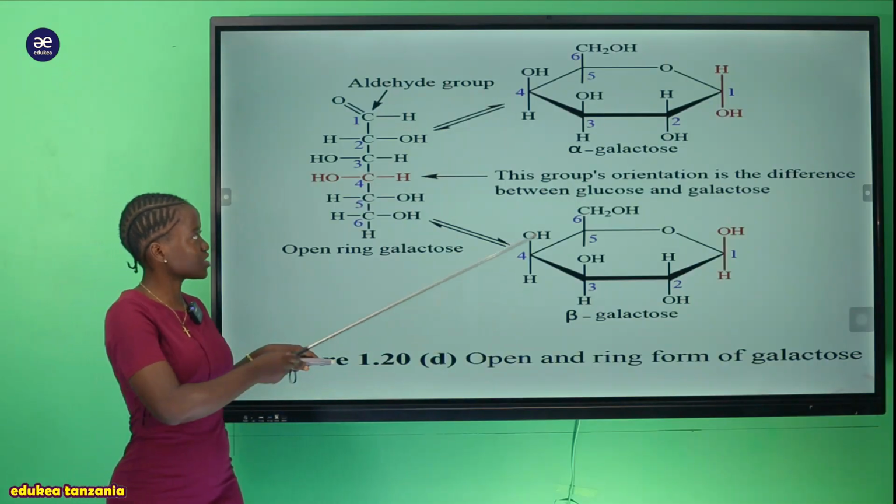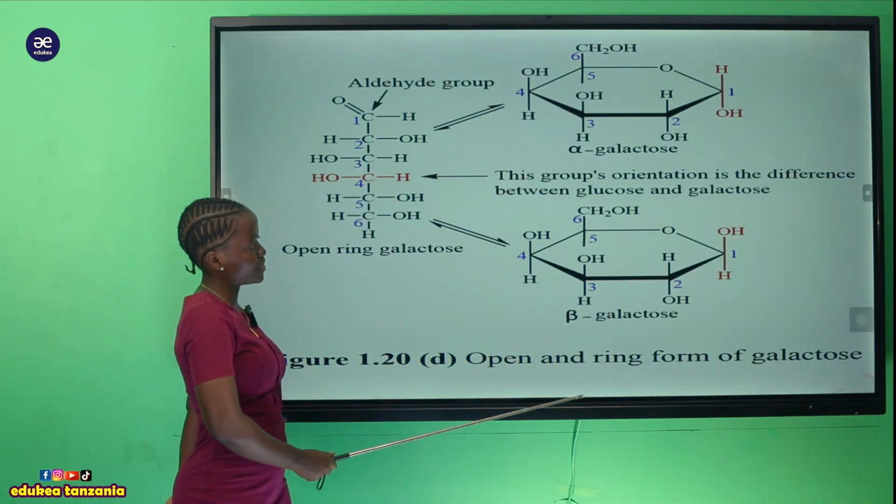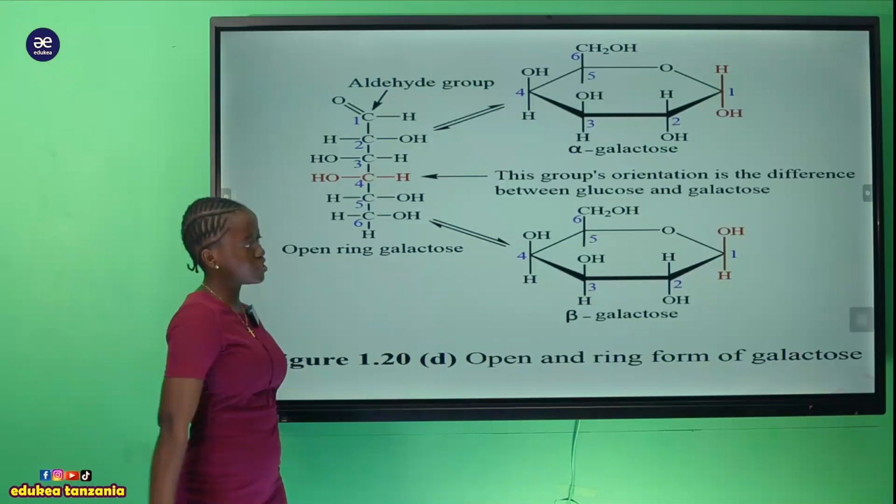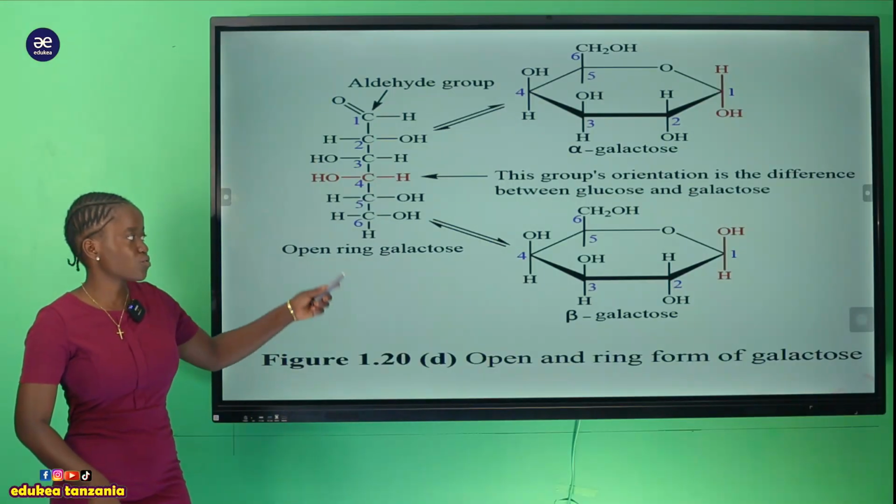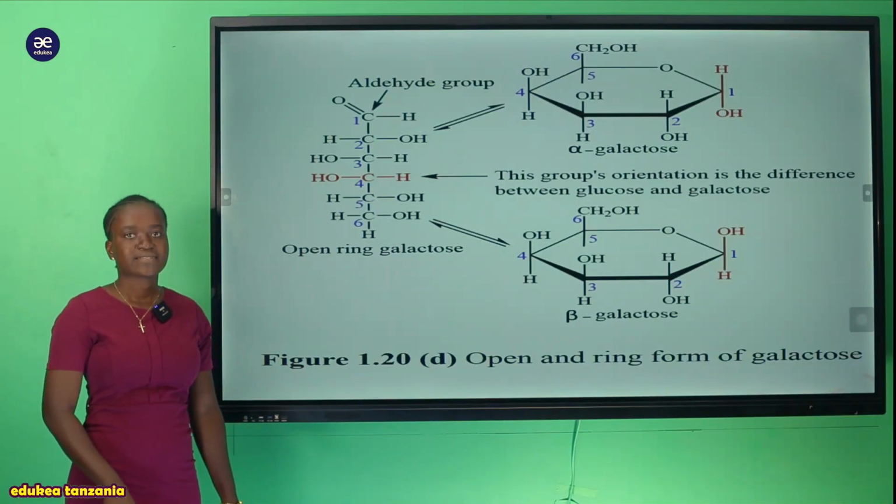So now ukija kuangalia pia kwenye structure ya beta glucose, the same, the hydroxyl group on a carbon number 1 tend to orient on the upper surface.